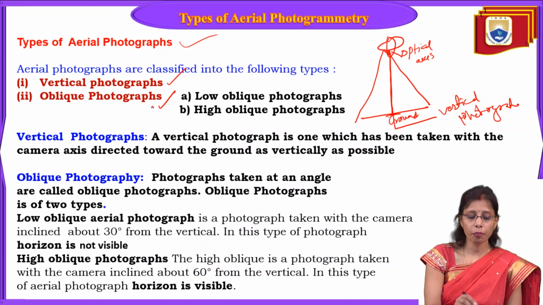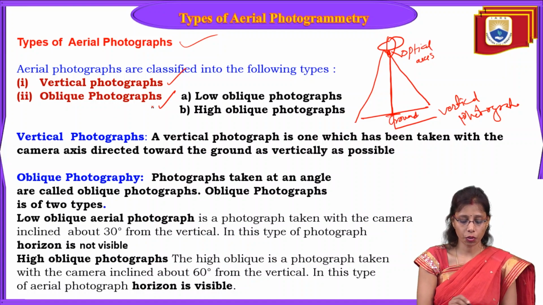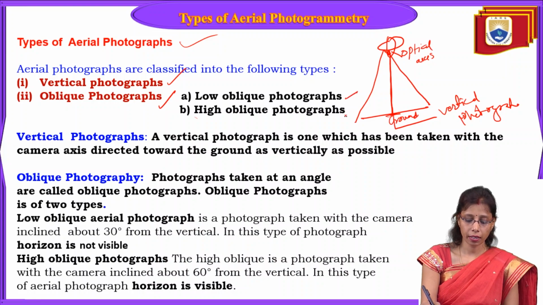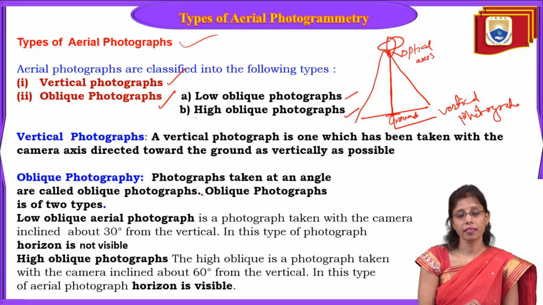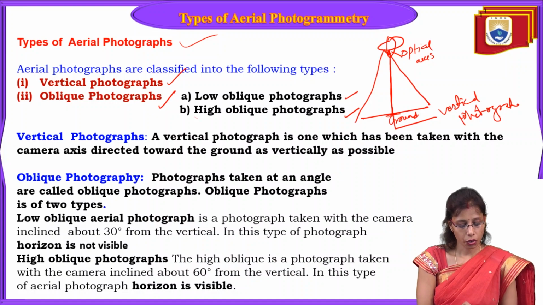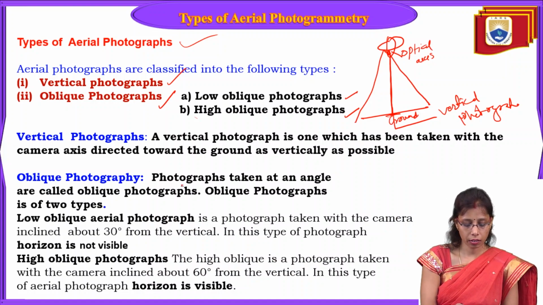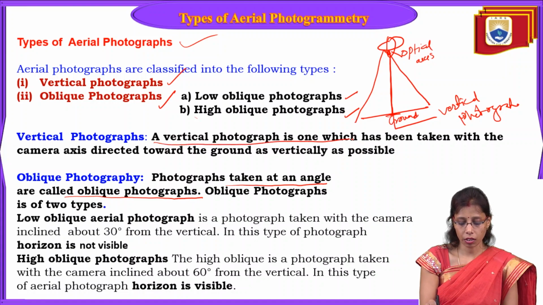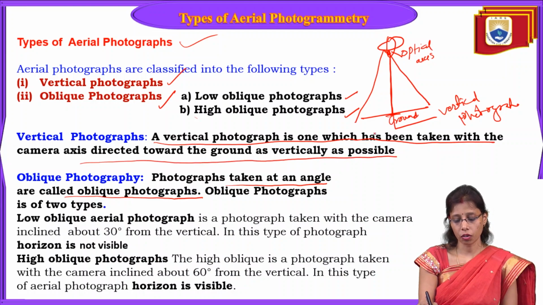Now we have the oblique photograph. Of this we have two types: one is the low oblique photograph, one is the high oblique photograph. So what is low oblique and what is high oblique? First of all, let us understand what an oblique photograph is. Oblique photographs are photographs taken at an angle. A vertical photograph is one which has been taken with the camera axis directed toward the ground as vertically as possible. So this is called vertical.